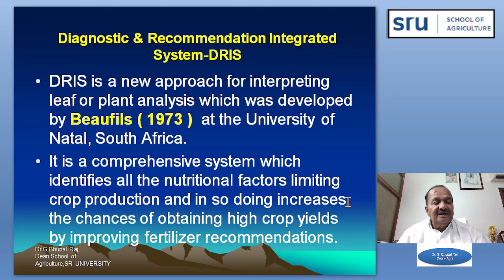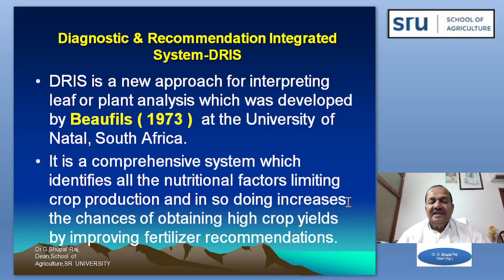Because taking and studying all these aspects, particular reference levels, critical nutrient concentration and sufficiency ranges, and later on nutrient ratios, observing all those constants in identifying the nutrients through those methods, the latest method, that is the diagnosis and recommendation integrated system, called DRIS, is a new approach for interpreting the leaf or plant analysis. It was developed by Beaufils during 1973 at the University of Natal, South Africa.